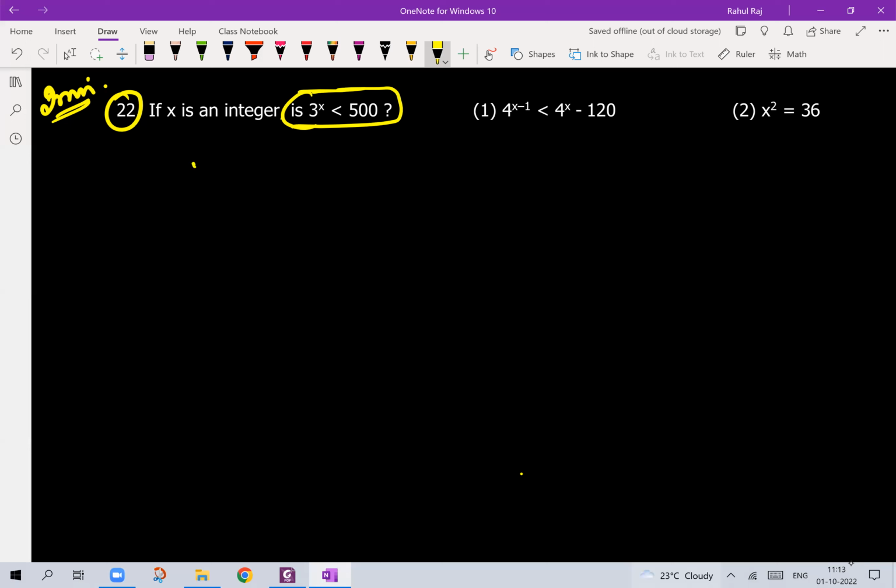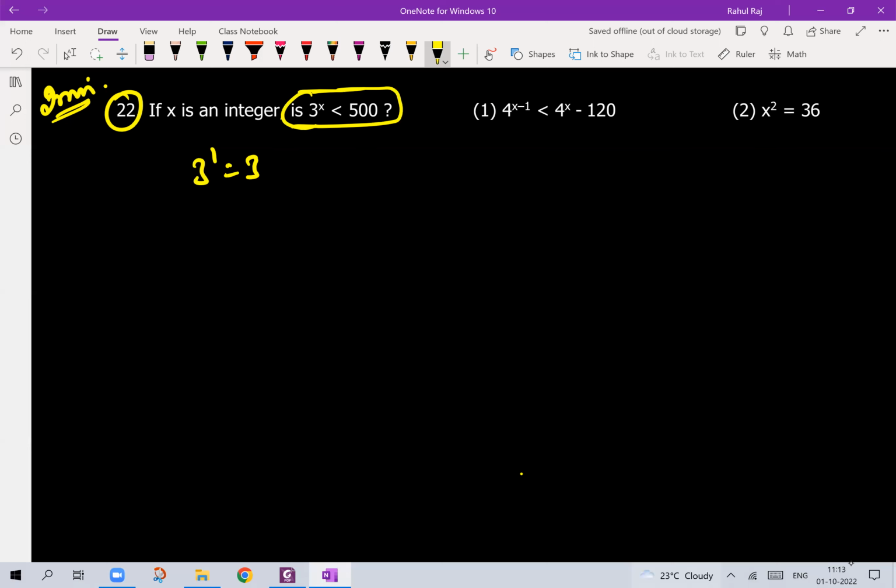Imagine if I take x is equal to 1, 3 to the power 1 is 3. Do not go ahead and start solving this particular question. Always think about the question first, because it's a pretty direct question. Until you have a thought process on the question, going into the statements is an absolute waste of time. So the question says, is 3 to the power x less than 500?